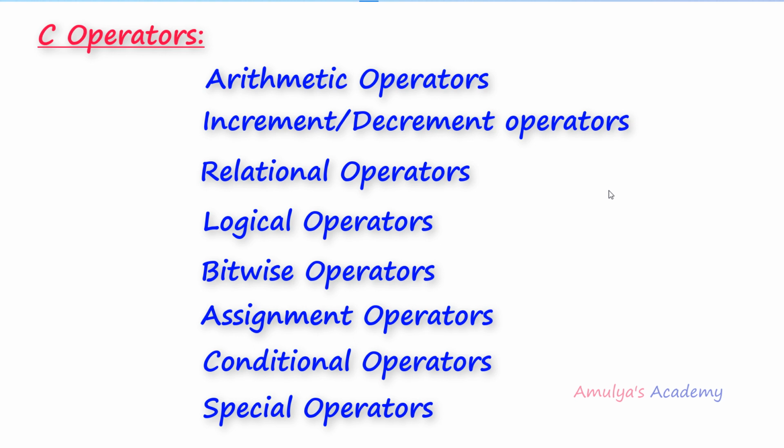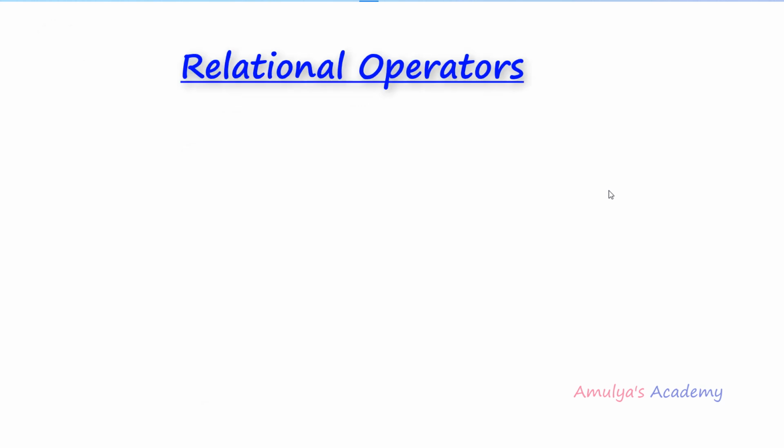We were discussing operators in C, and in the previous tutorial we discussed arithmetic operators and increment-decrement operators. Today in this tutorial we'll discuss relational operators. Relational operators are used for comparison of variables and values. We can check the relation between the operands using these operators. Here, this operator will compare the operands and it will return a true or false value.